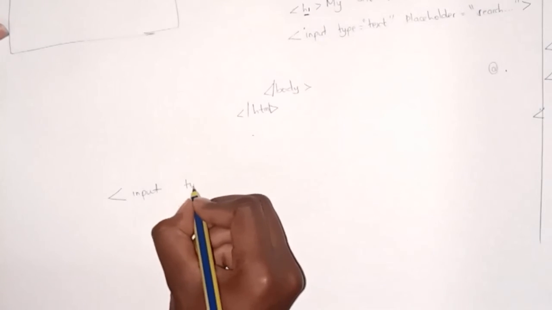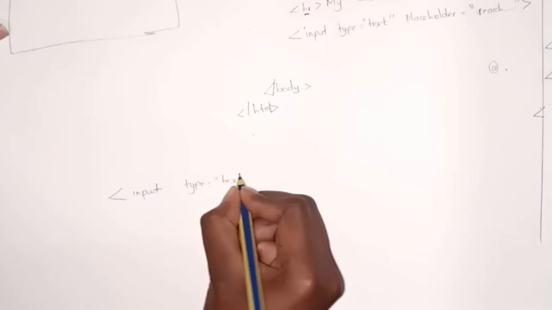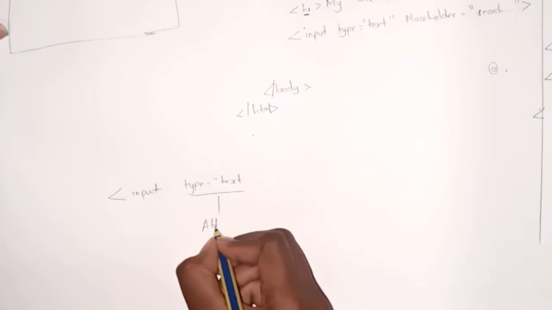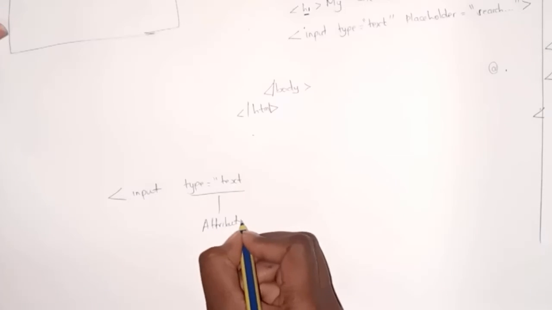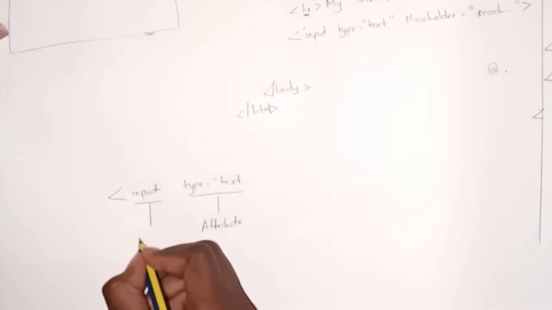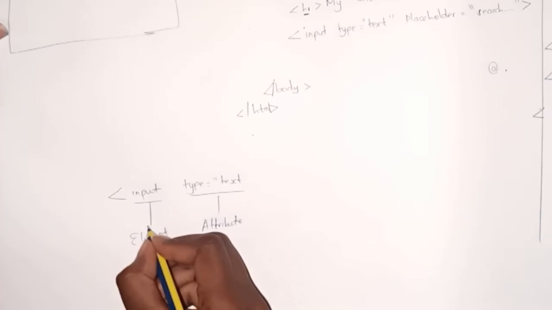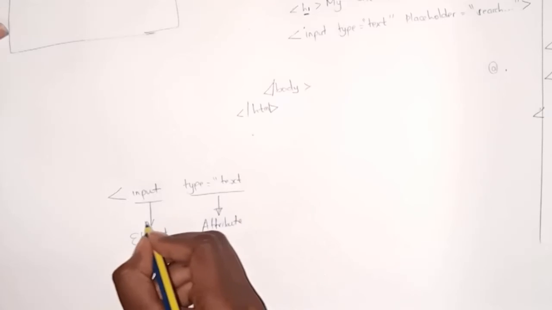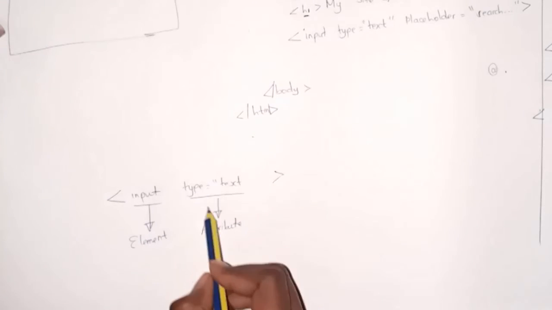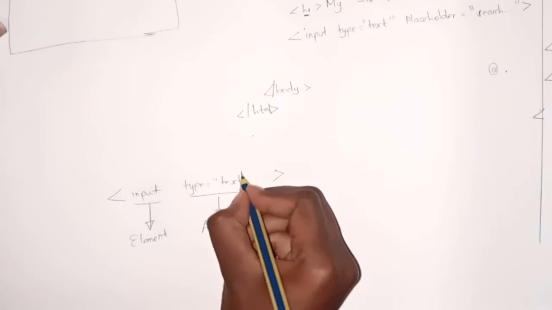Now type, text, okay? This is an attribute of input, okay? So it dictates that this input is text, and this is the element, okay? So we have that, and then now we can just close it. So this dictates that this input is text.